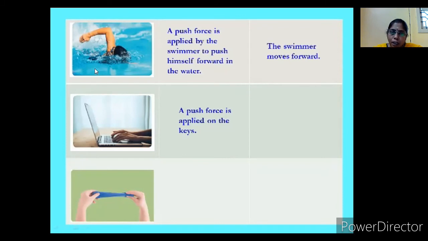Typing on the keyboard. A push force is applied on the keys. Effect: the keys move and help us type.